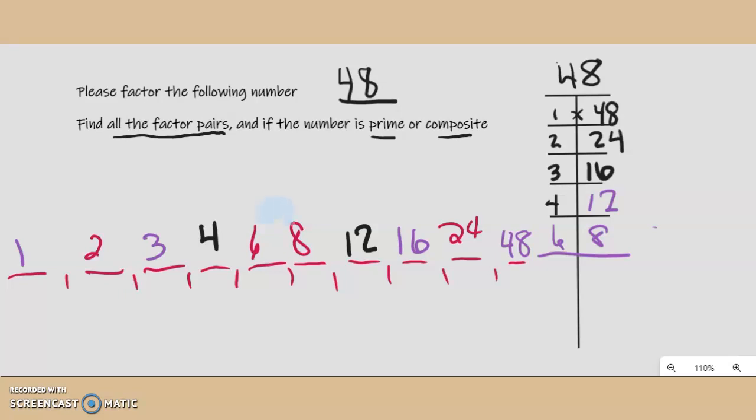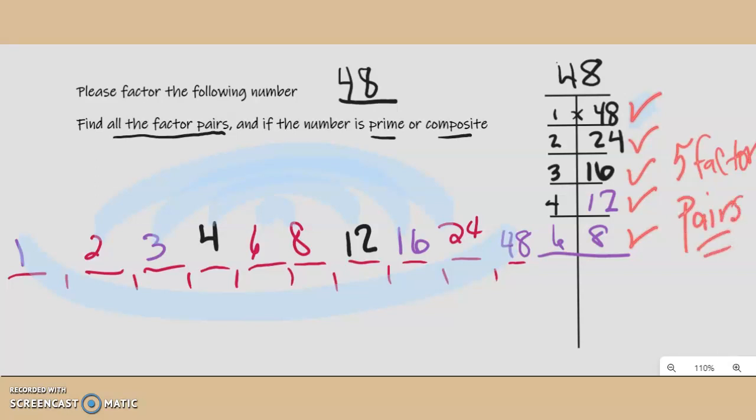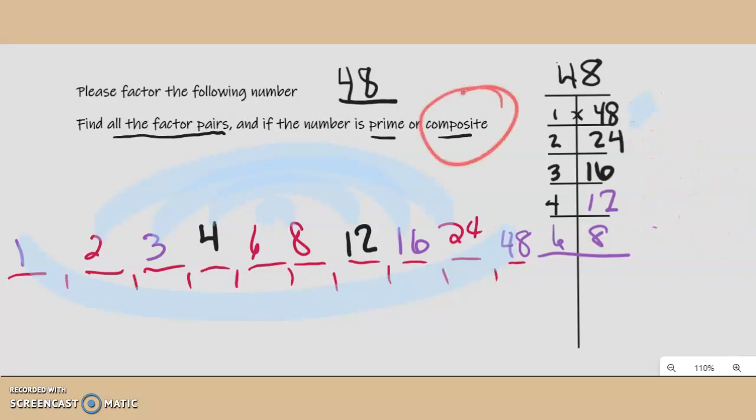So 6 and 8 go together, 4 and 12 go together, 3 and 16, 2 and 24, and 1 and 48. So those are your factor rainbows. And this number, because it has 1, 2, 3, 4, 5 factor pairs, it has 5 factor pairs. So this number is composite. Okay, that means there's more than one. Composite means more than one.